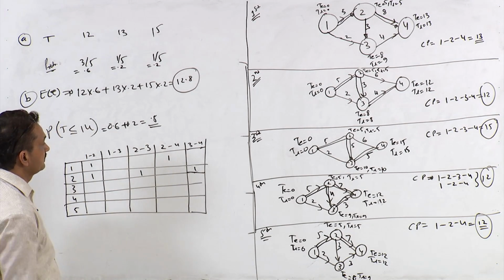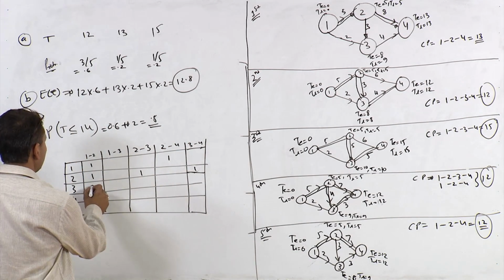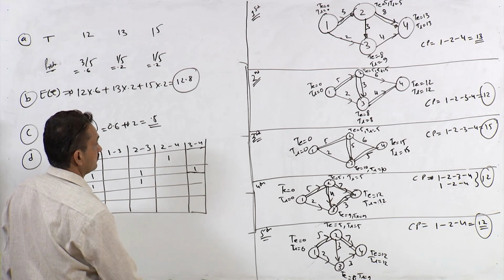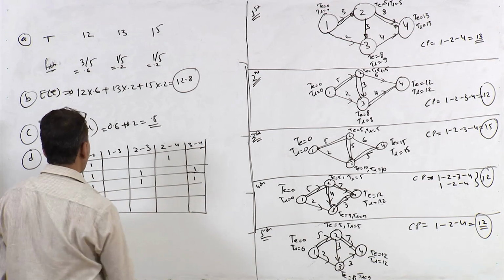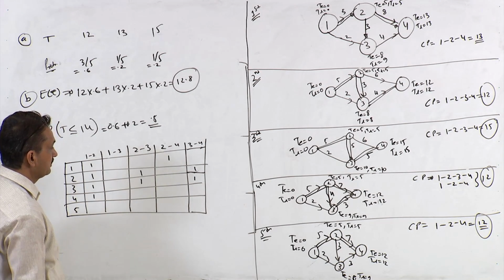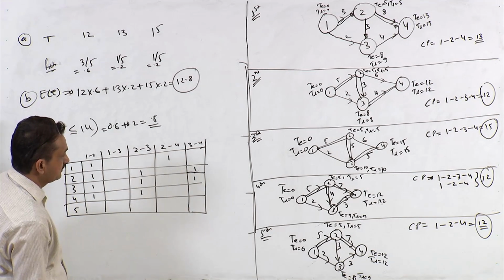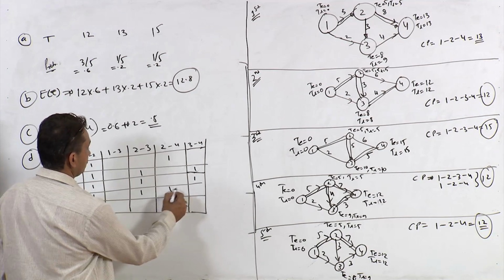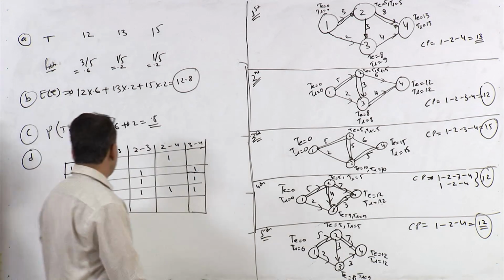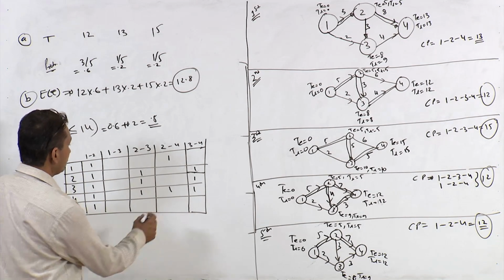In the third run, you got 1 2, 2 3 and 3 4. The fourth time, 1 2 was critical, then 2 3 was critical, and 2 4 and 3 4 both were critical, because there are 2 paths here. The fifth time, 1 2 is critical and 2 4 is critical.